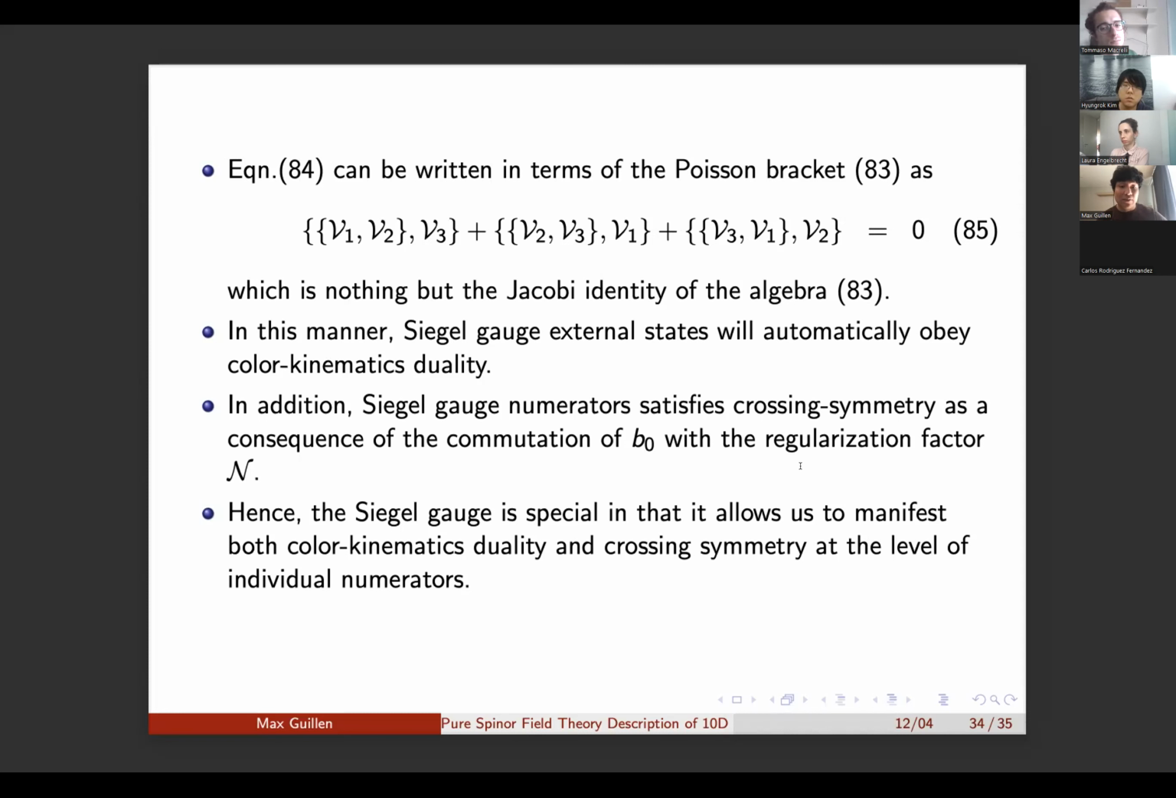and also since B0 commutes with the regularization factor n, the Siegel gauge numerator satisfies also crossing symmetry. Okay, so the Siegel gauge is special in that it allows us to manifest both color kinematics duality and crossing symmetry at the level of individual numerators.